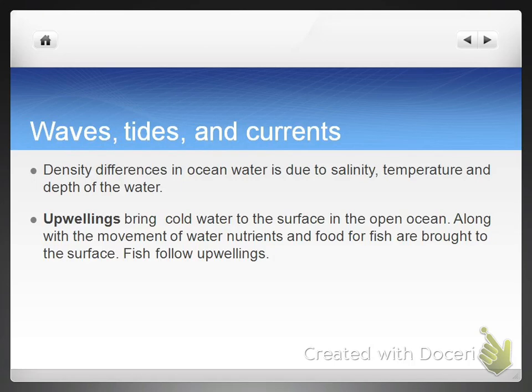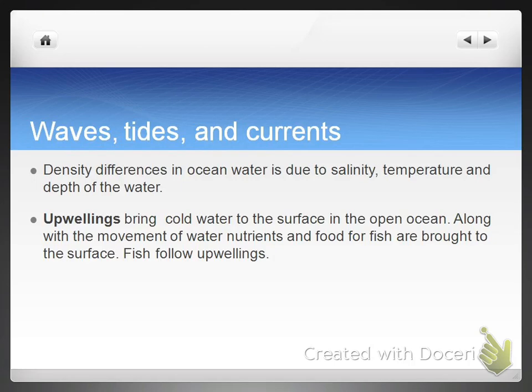Now, upwellings are very important in the marine food chain because as animals and plants in the water die, it sinks to the bottom, and this detritus or dead dying material, as it decays, it actually acts like fertilizer for the phytoplankton. And phytoplankton is the main producer in the ocean food chain.